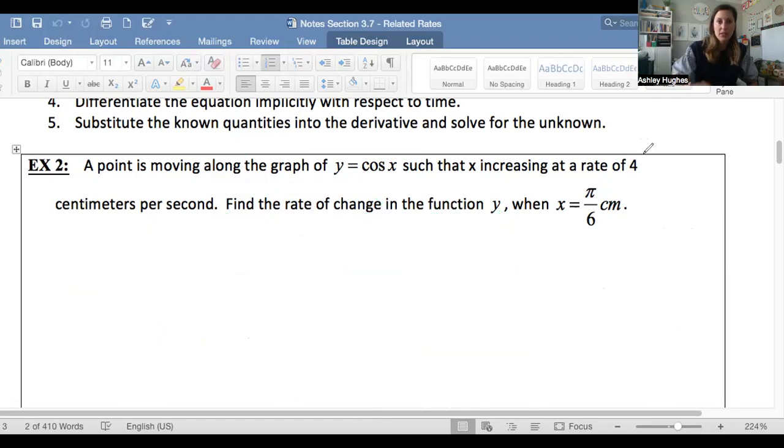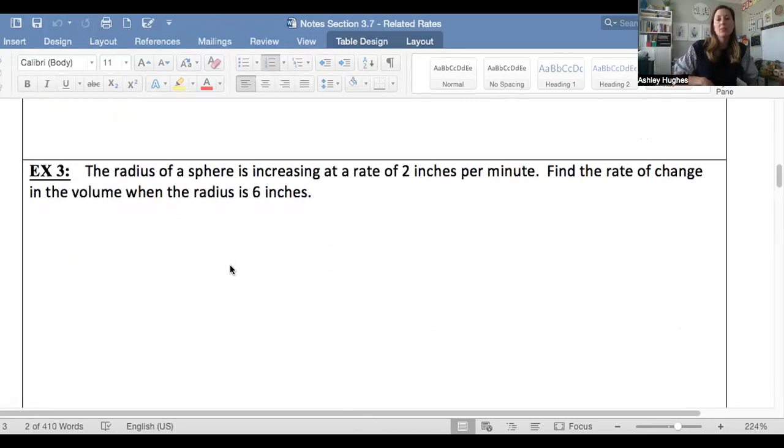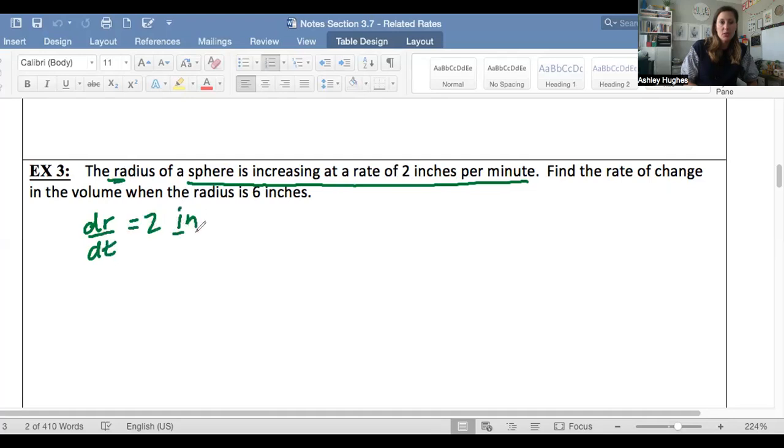Okay, let's do another one. The radius of a sphere is increasing at a rate of 2 inches per minute. Remember, the first step is to write down the information. Draw a picture if you need to. This one we don't really need to. Increasing at a rate of 2 inches per minute. So dr/dt is 2 inches per minute. Find the rate of change of volume. So find dV/dt when r equals 6.